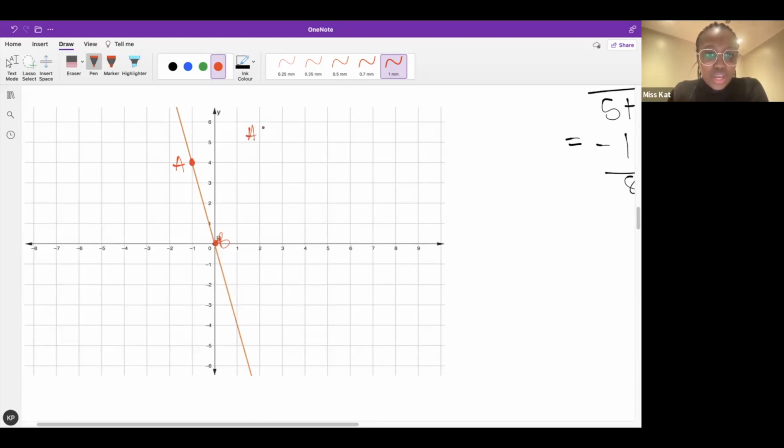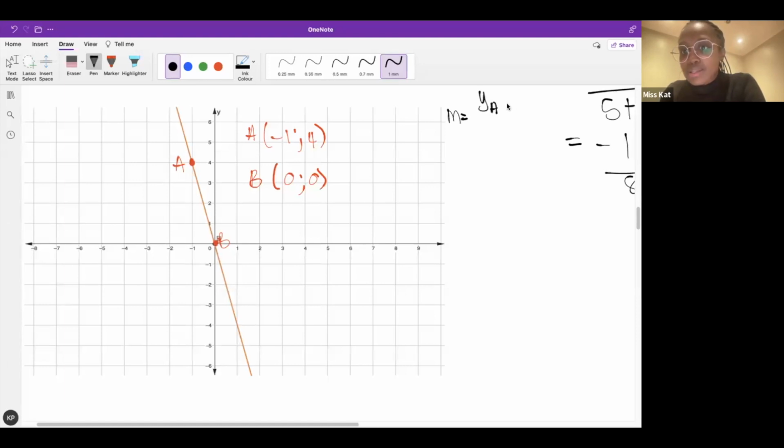So the coordinates of A are -1 and 4, and for B, it's the origin, so that would be 0, 0. Now, let's remind ourselves of the formula for gradient. M, the gradient, let me write it on the side, away from these lines. M will be equal to the y of A minus the y of B, all divided by the x of A minus the x of B.